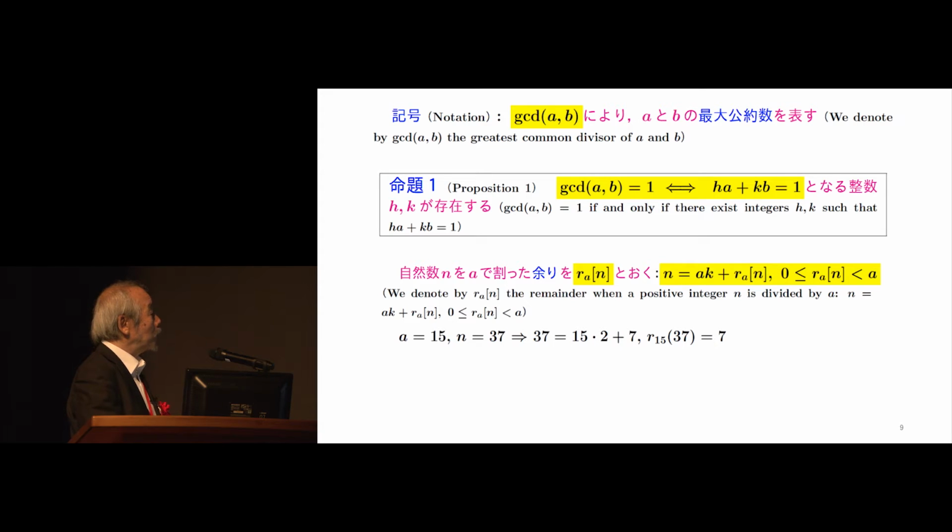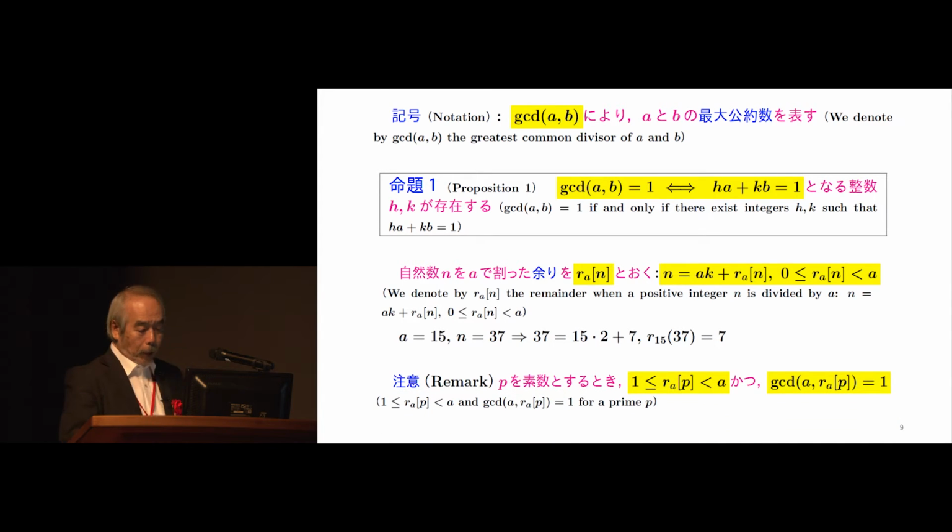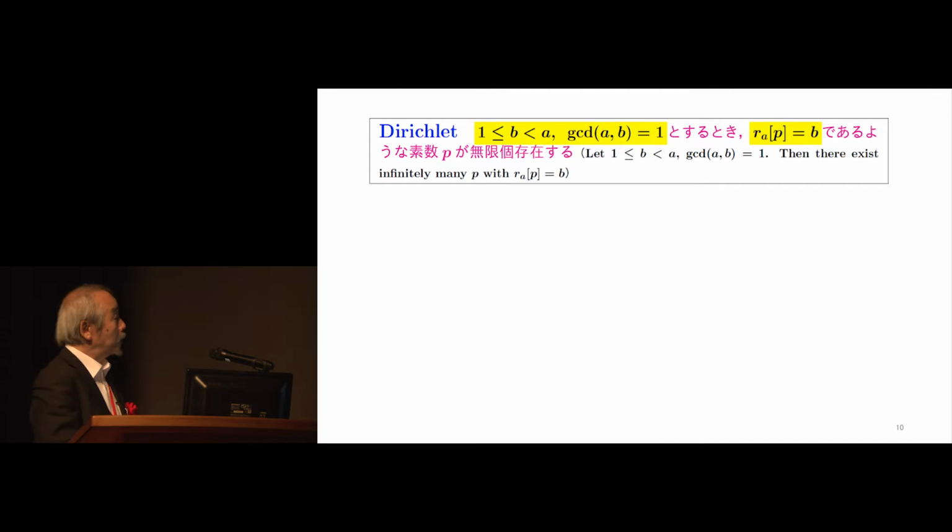The remainder is 0 or above 0 and less than A. R_15(37) is 7. 37 divided by 15, the remainder is 7.